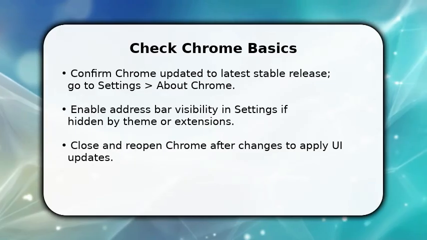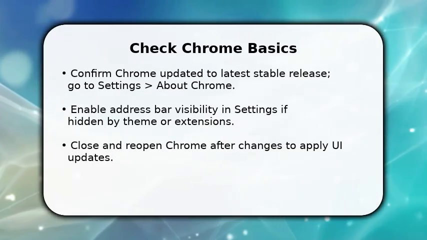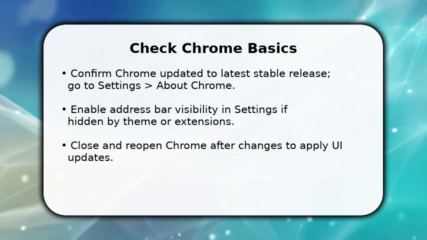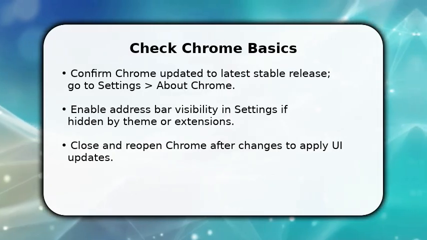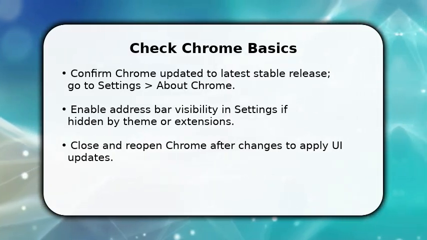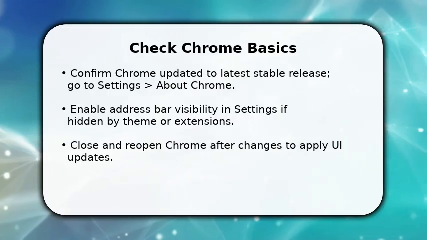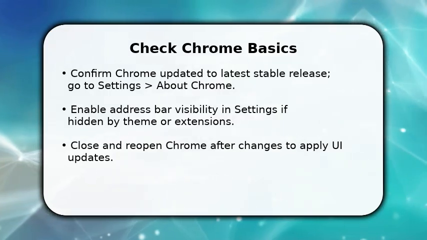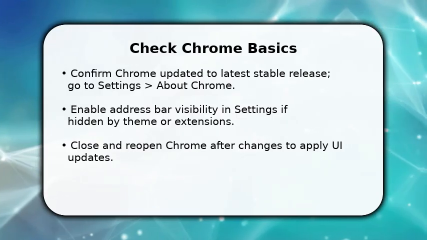You'll start by ensuring Chrome itself isn't the problem. Open Settings and go to About Chrome to install updates. Outdated builds can hide UI elements. Once updated, navigate to Appearance and check that the address bar or new tab search options aren't disabled.